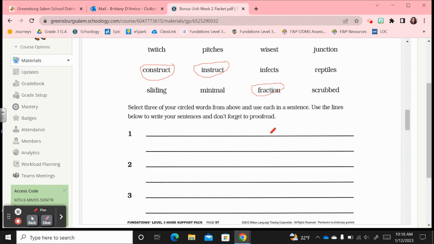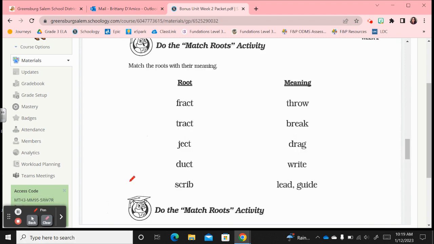I wanted to construct a tall tower out of blocks, period. That means to build. My teacher had to instruct us on how to indent at the beginning of a paragraph. That's something I did this year, right? Okay, so instruct would be a good word to use. Fraction, maybe I couldn't eat the whole pizza, so I only ate a fraction of it, or a piece of it. Good work there.